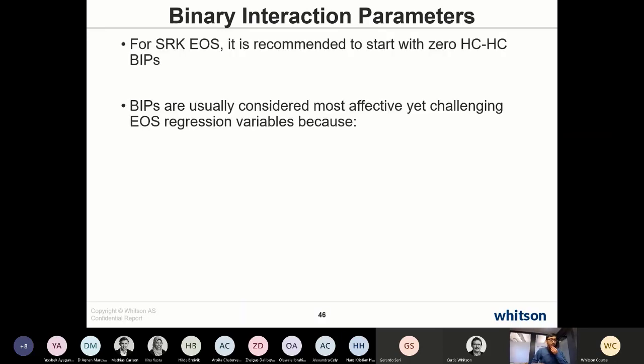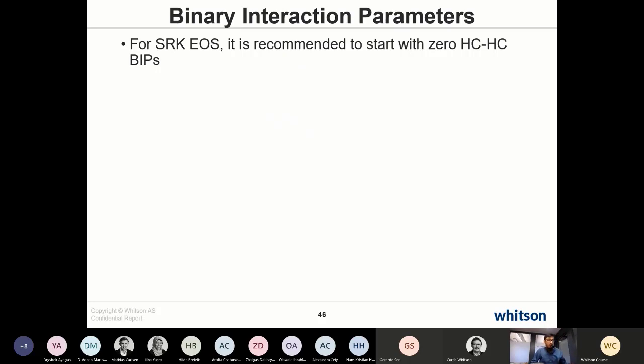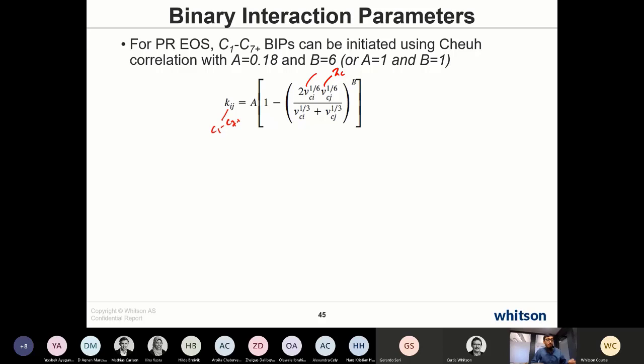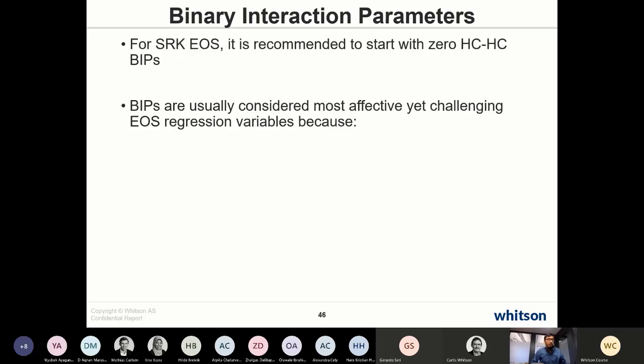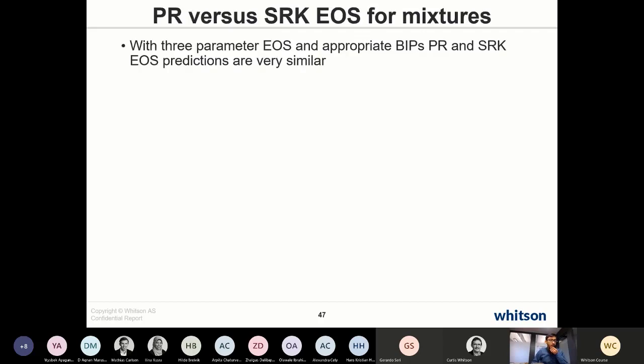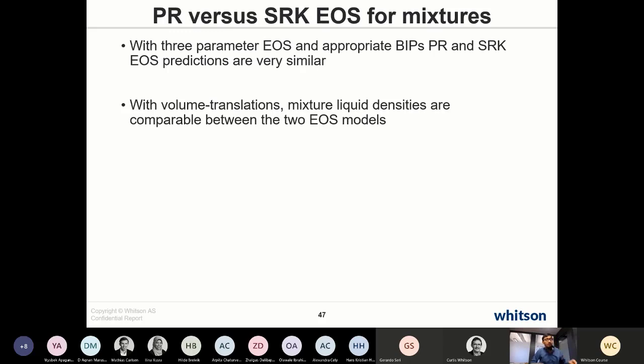For the SRK equation of state model, you can start with zero hydrocarbon BIPs, or you can also start with the binary interaction parameters from the correlation, and later on you may need to do some tuning on those binary interaction parameter values. Again, Peng-Robinson versus SRK equation of state models.